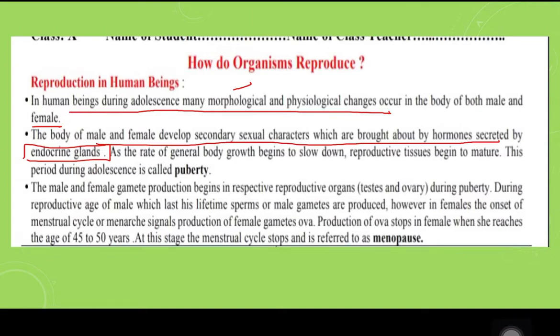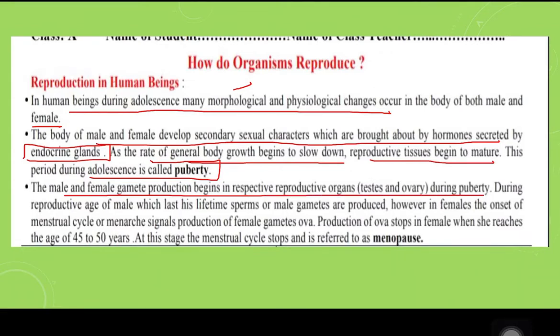The rate of general body growth begins to slow down, reproductive tissues begin to mature, and this period during adolescence is called puberty. It is the age at which your height growth slows down slightly and the reproductive phase starts maturing. Male and female gamete production begins in the respective reproductive organs, the testes and ovary, during puberty. During the reproductive age of a male, which lasts his lifetime, sperms or male gametes are produced. However, in a female, the onset of the menstrual cycle or menarche, a word you have to remember, the starting of the menstruation cycle, signals production of female gametes or ova.